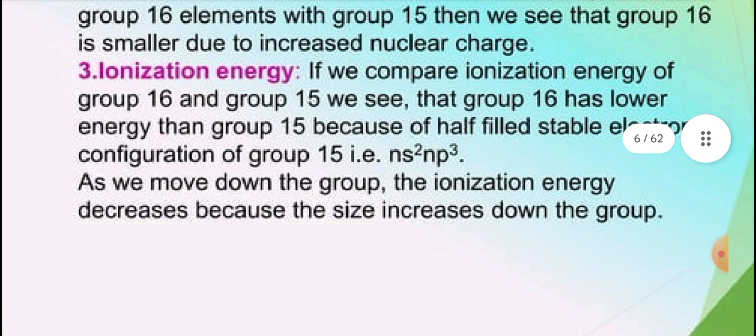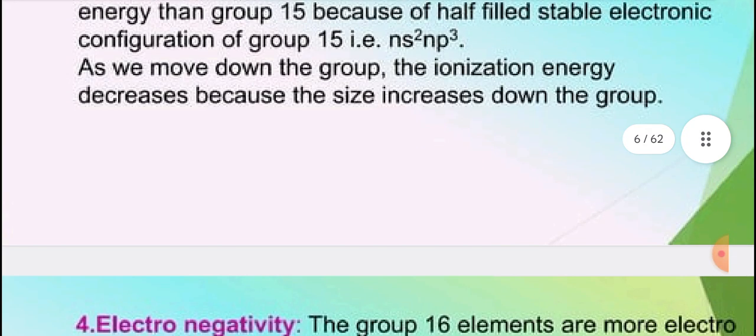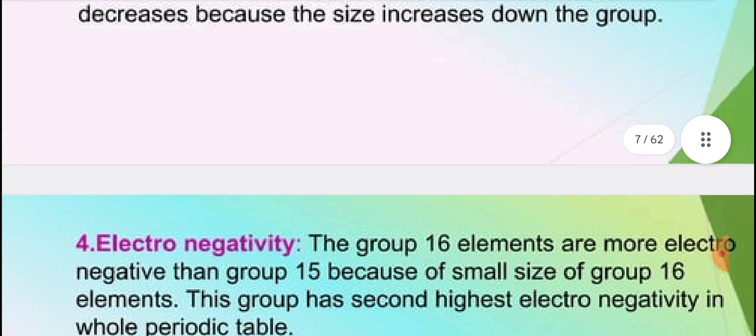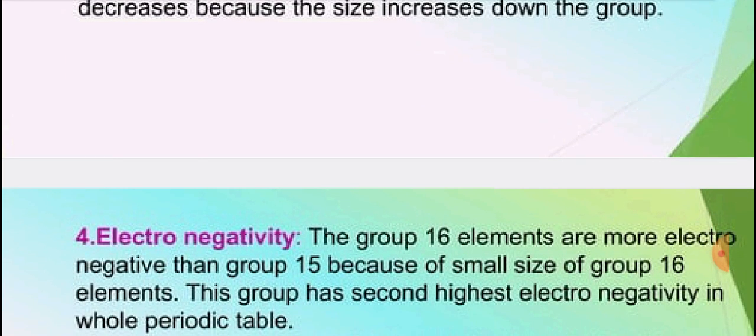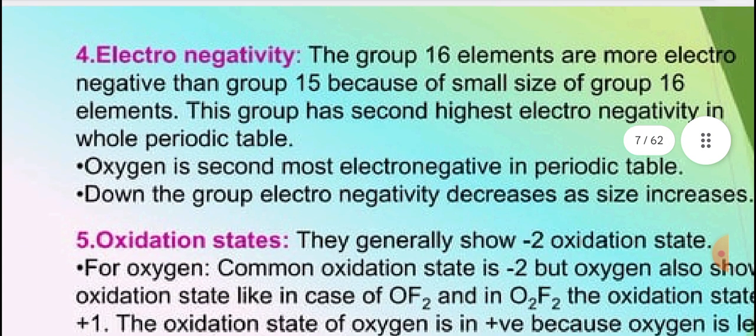Then we compare ionization energy. Now ionization energy has two gradations. First is down the group and second is across a period. When we move down the group, there is a decrease in ionization energy, and when we move across a period, there is a gradual increase in the ionization energy of the elements due to the increased effective nuclear charge. Fourth is electronegativity.